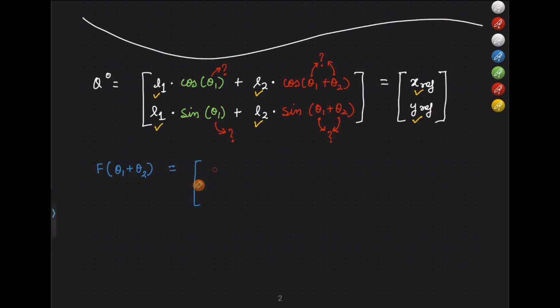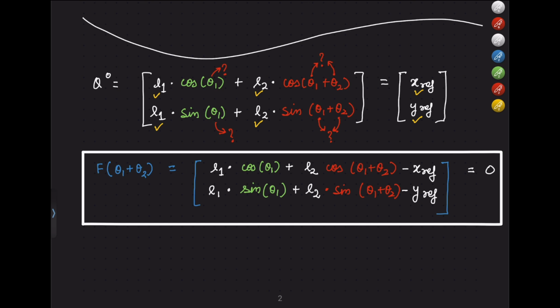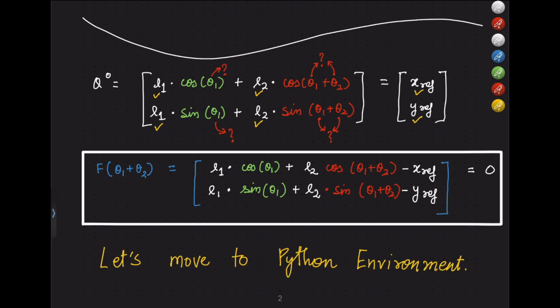Now let's define a function f whose roots will represent the solution to this IK problem. It will be given by bringing the reference coordinates to the left hand side: x coordinate minus xref and y coordinate minus yref. And now let's try to use this equation in a Python environment.